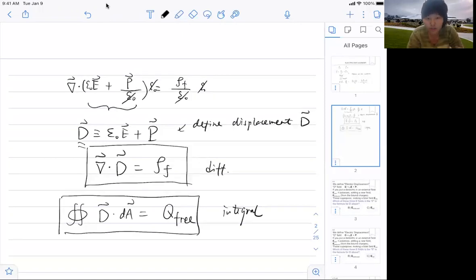I'll talk about the advantages of using D in just a minute here. But before we do that, let's look at a question here.